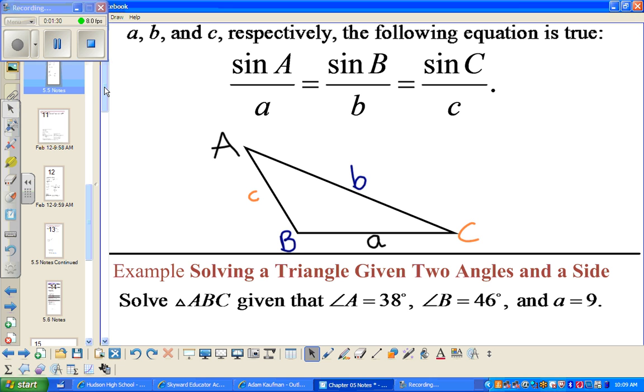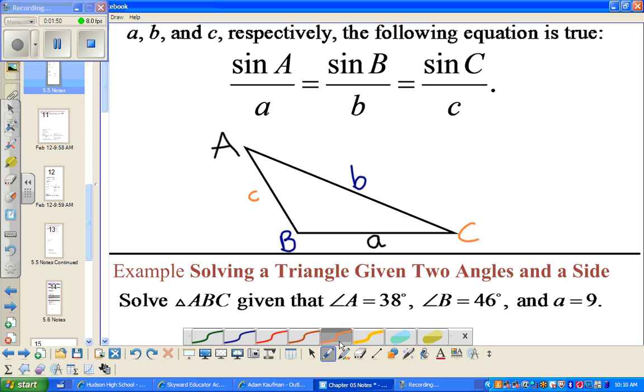If you're looking for an angle, obviously you're going to use an inverse trig function. If you're using a side length, you're going to generally use your calculator to help you figure out what the sine of one of the angles is, or two of the angles is, and then get the missing side length from that.